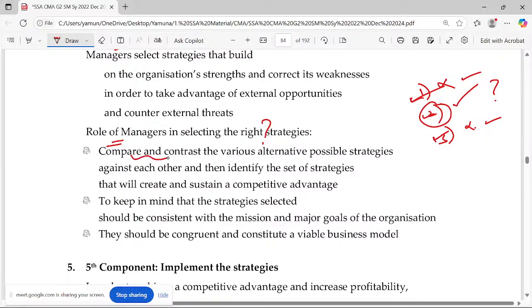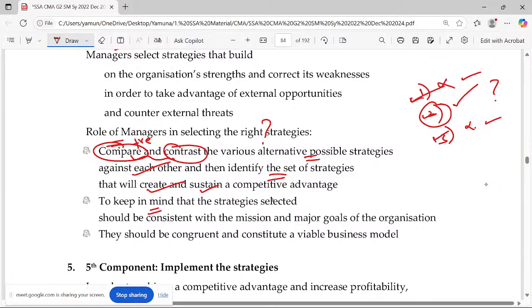So you have to compare and contrast. Not only comparing from a positive angle, you also have to check why not this one and why that one. If we are the top-level managers sitting and defining the strategy, and I say that plan B will be suitable, you have to ask why plan C is not suitable. That's the contrast. So we check all the alternative possible strategies against each other and then identify the set of strategies that is going to create and sustain a competitive advantage.